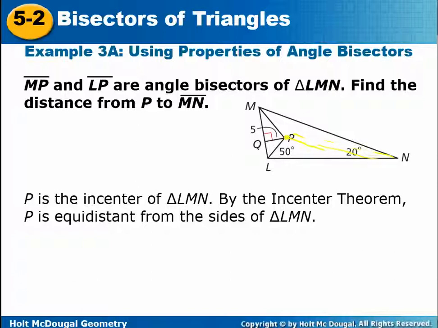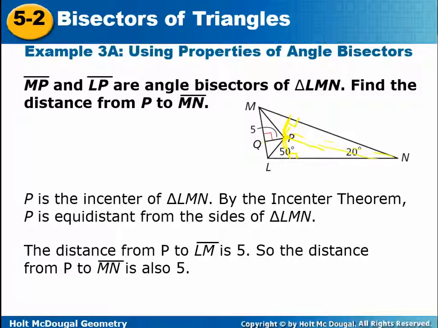And that P then is going to be equidistant from side Q, or from side ML. They've got that marked, that it's 5. It will be also equidistant from this side and from this side. These will all be right angles, and they will all be 5. They want us to find the distance from P to MN. Well, if this is 5, then the other one's 5, because it's equidistant from all sides. So it's just 5.